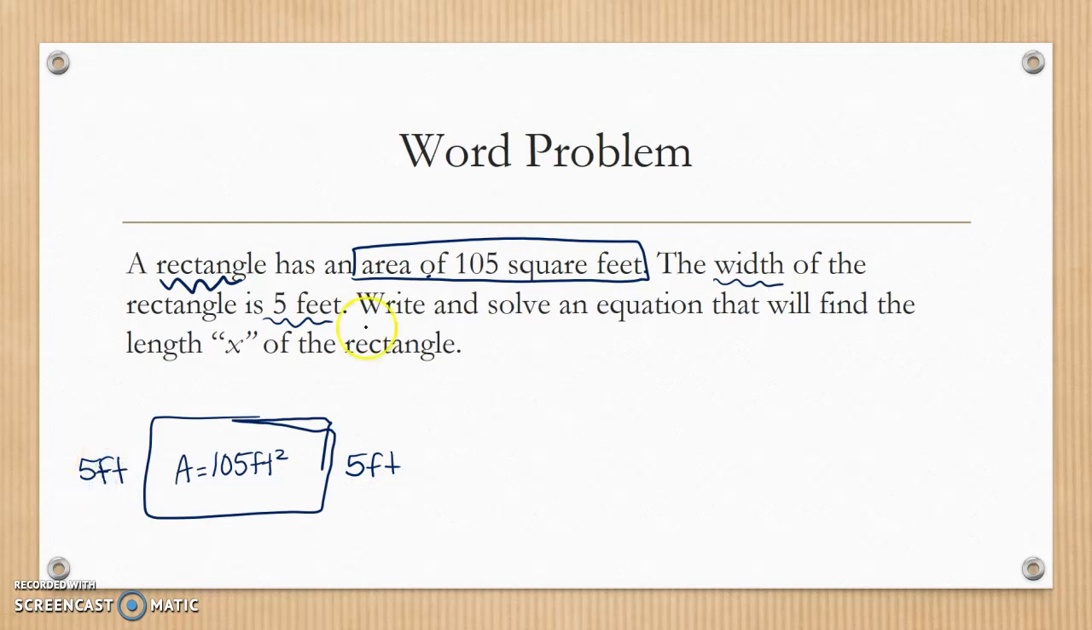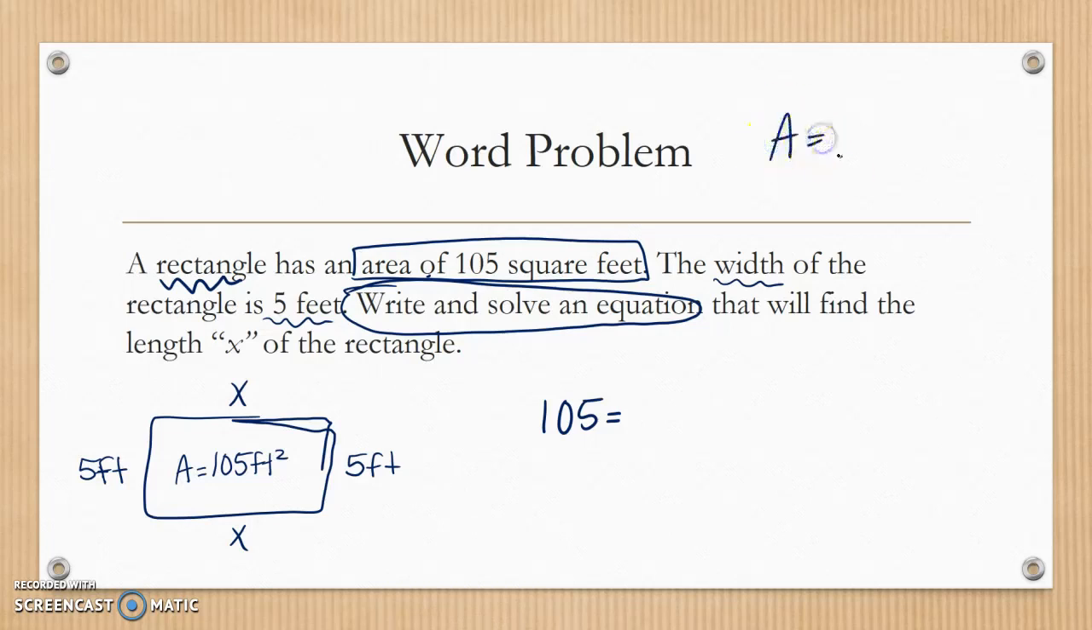It says write and solve. So we need to write and solve an equation. We'll find the length x of the rectangle. So we don't know the length, so I'm going to label the length x, but I do know the area is equal to 105 feet squared. So I'm going to have this 105, and we're going to set it equal to what we would need to multiply in order to find our area. So the area of a rectangle, that formula is length multiplied by width.